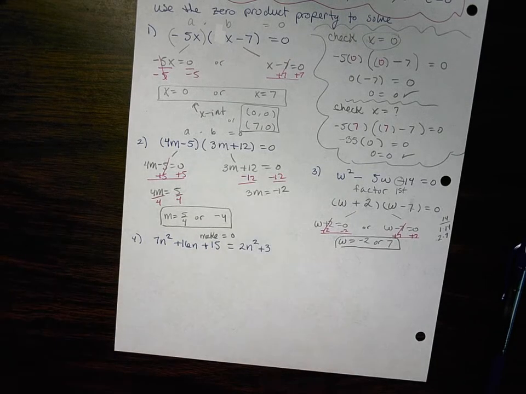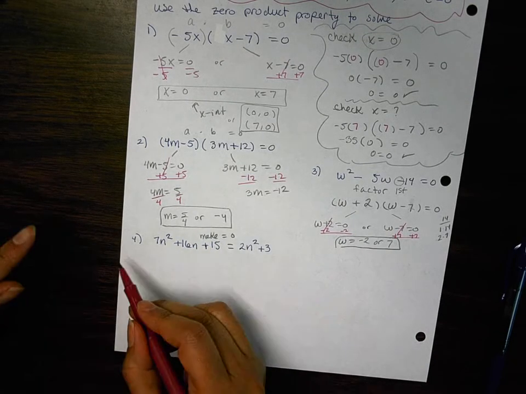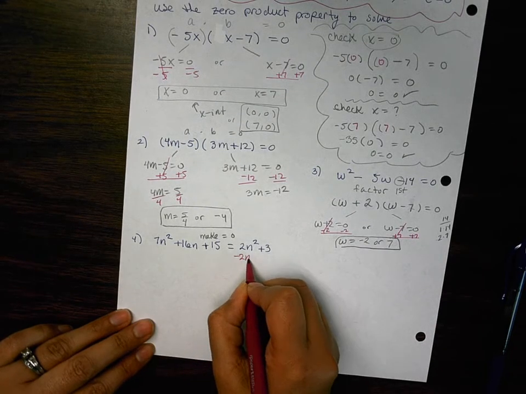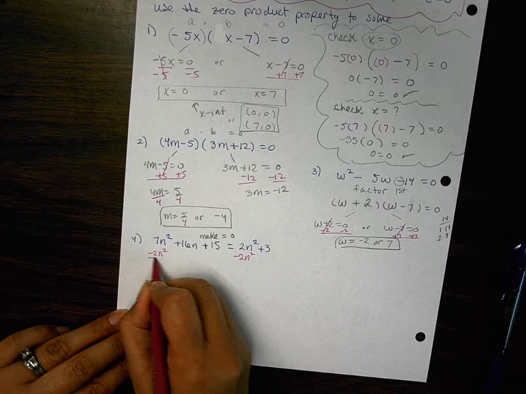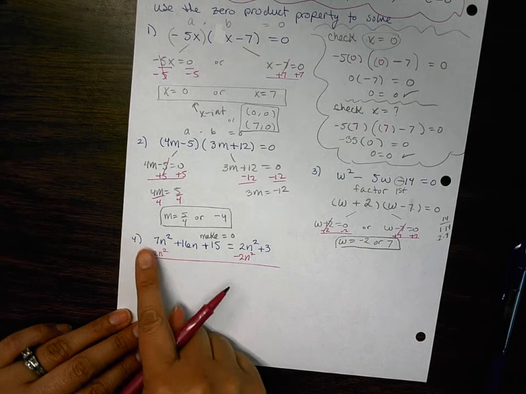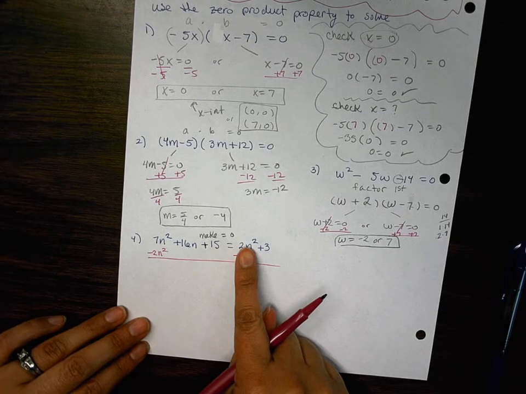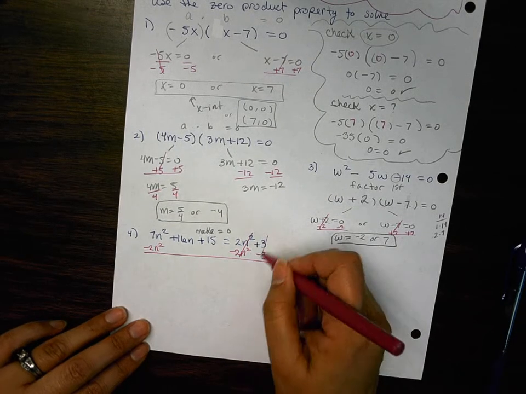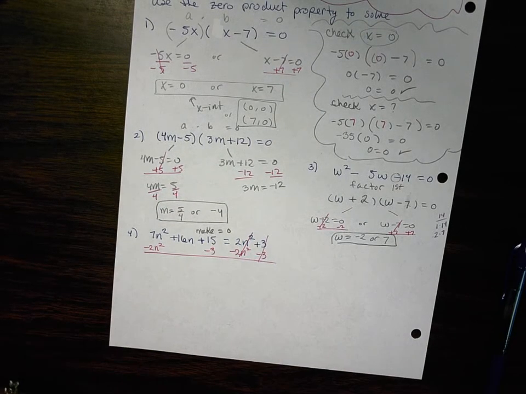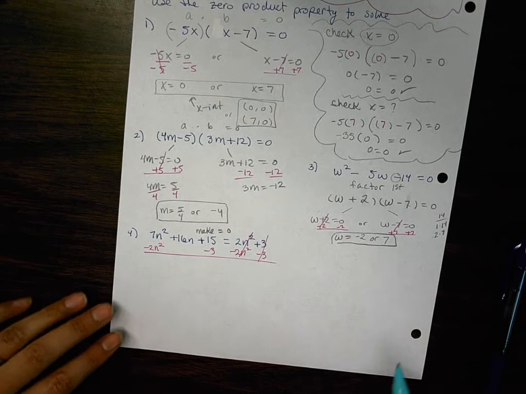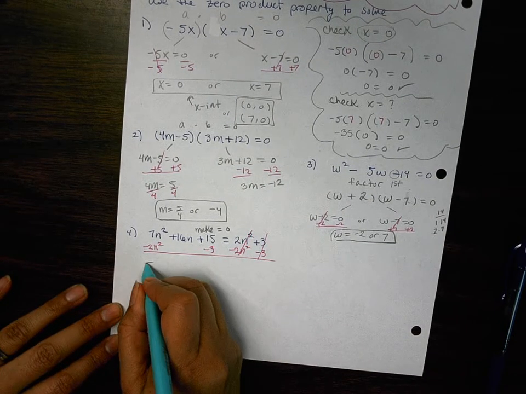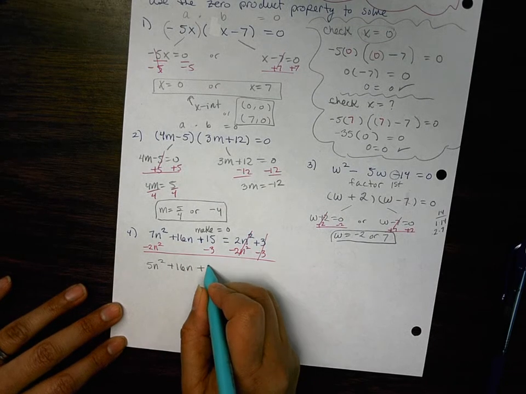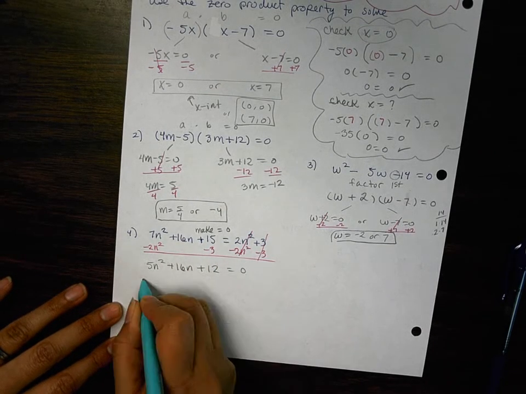He said, now it doesn't matter which way you move things. You want to move it so your leading coefficient's positive. Do you agree I should subtract the 2n squared? Because what would happen if I moved the 7n squared the other way? It would be negative, and we don't want that. Okay, subtract the 3. Where's 3's like term? Okay. Does the 16n have a like term? No. So 5n squared plus 16n plus what? 12 equals 0. All right, we're ready to factor.